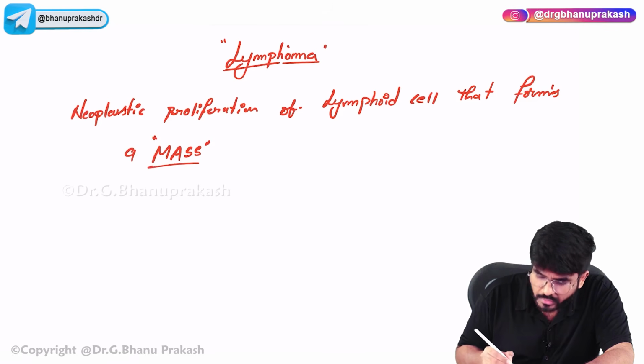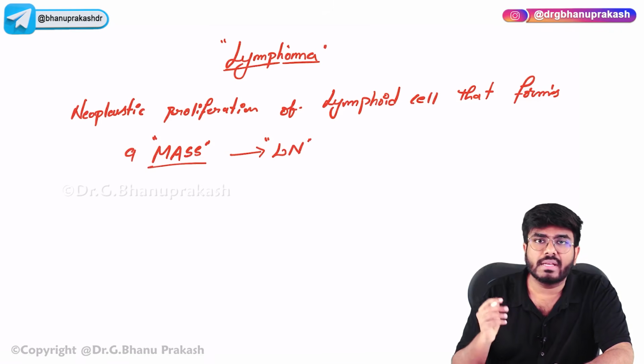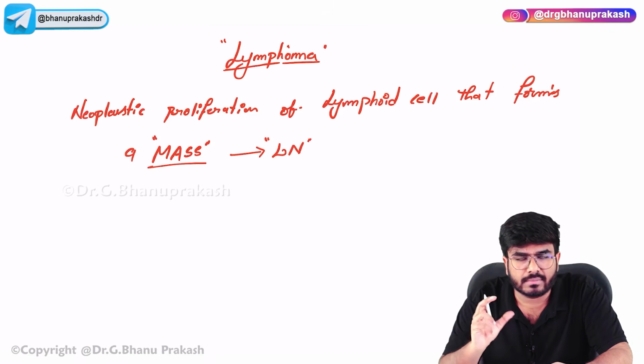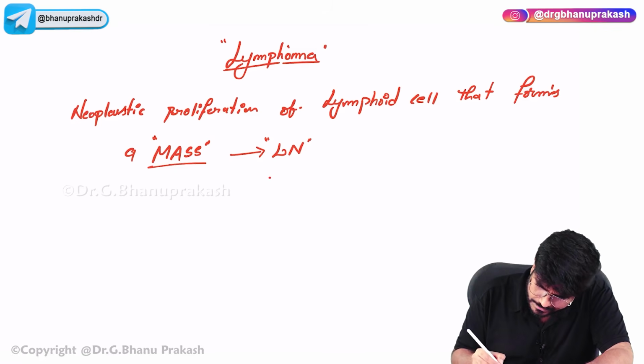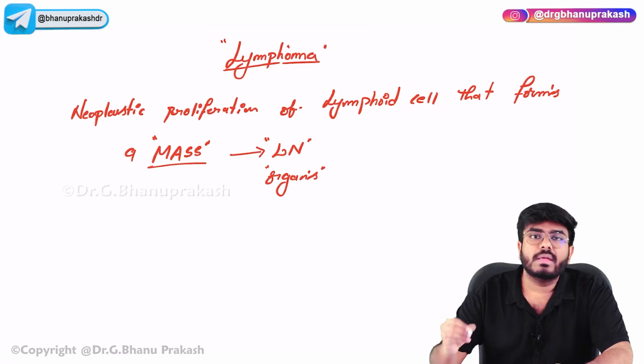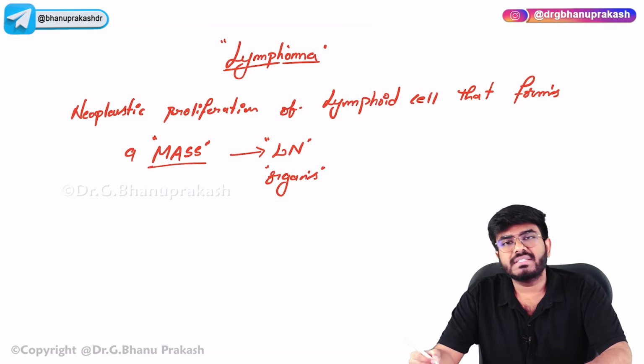So where are they going to form a mass? This mass can be present in a lymph node. The lymph nodes will be enlarged, lymphadenopathy can be seen, in lymph nodes and some other organs. That's it. Now this lymphoma, how many types is it, sir?